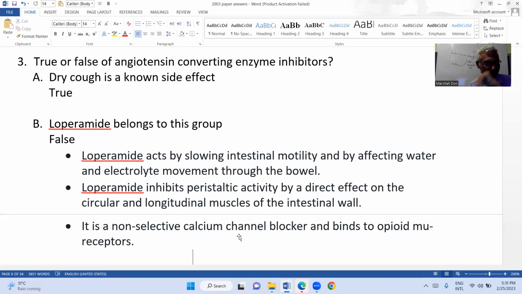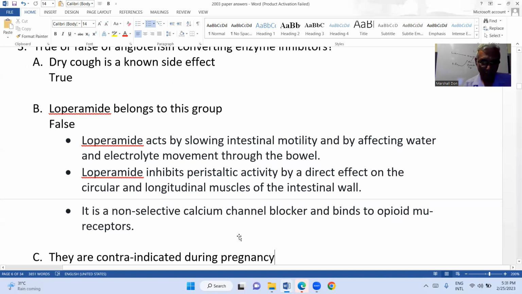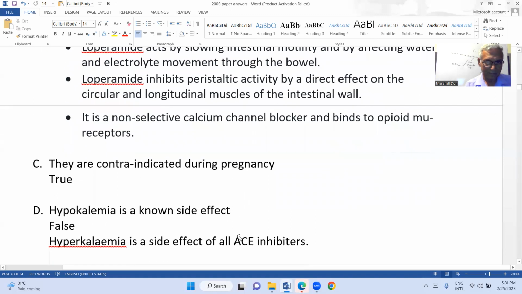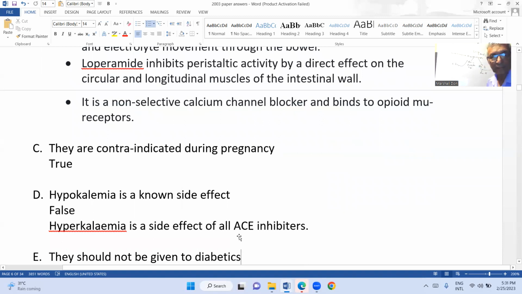Loperamide belongs to this group. This is false. Loperamide slows down the intestinal motility, that is, inhibits the peristaltic activity. It is a non-selective calcium channel blocker. So it cannot be given for blood pressure because it is working all over the body.